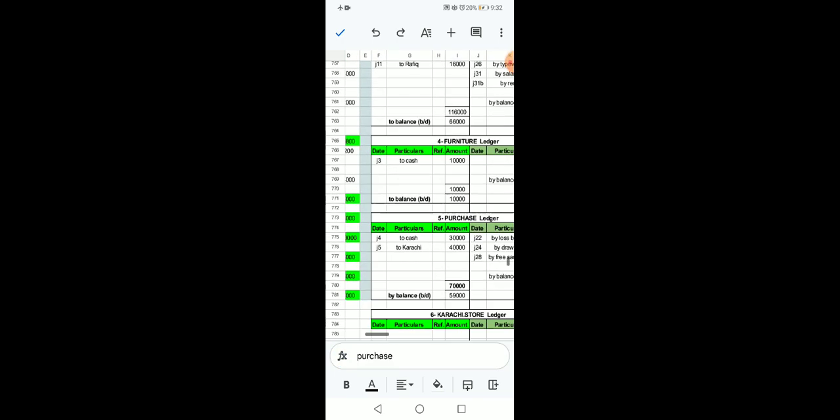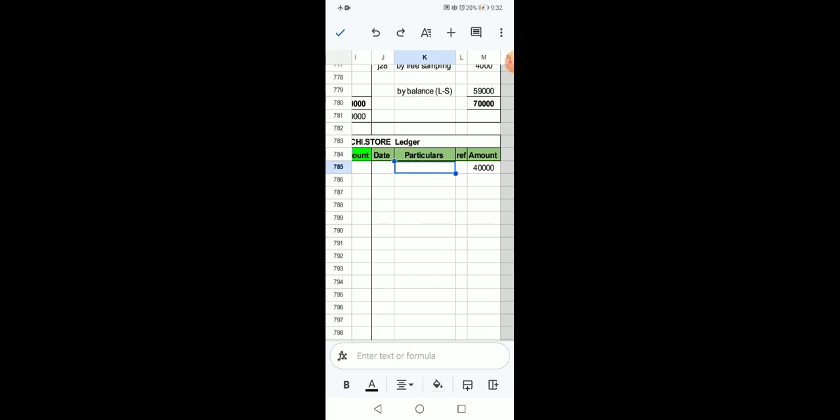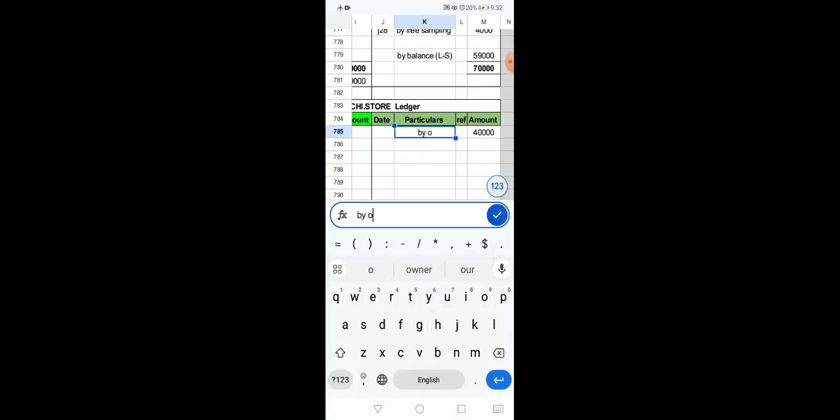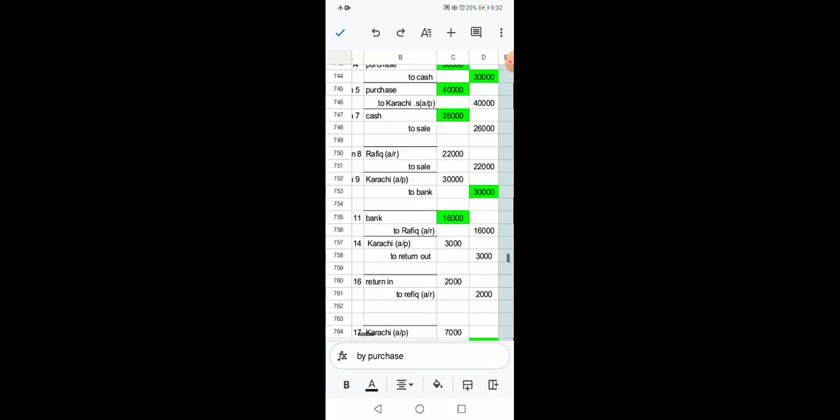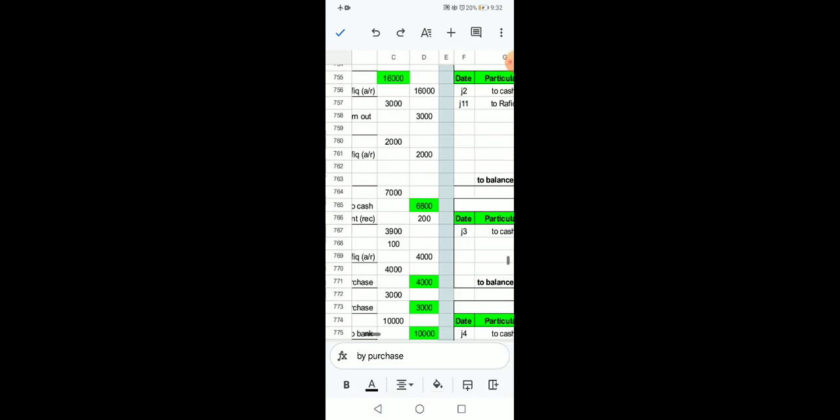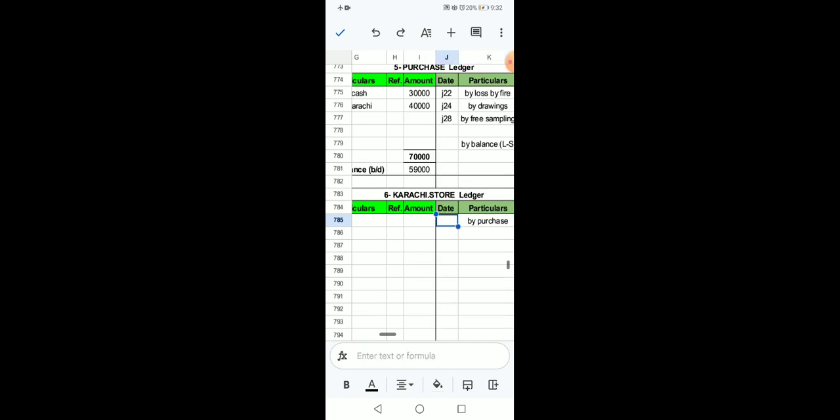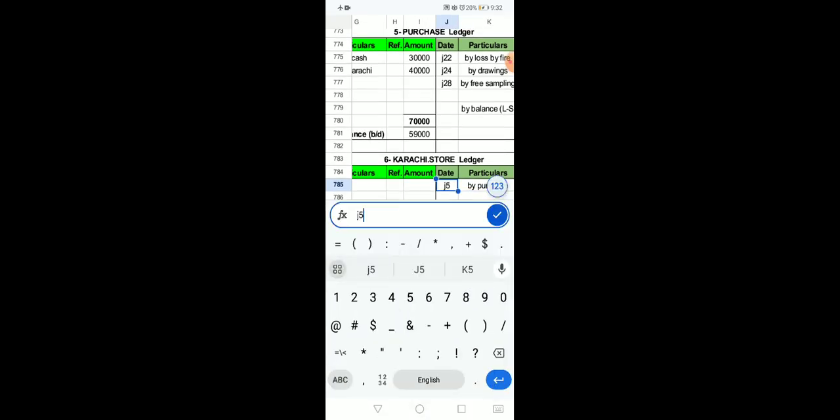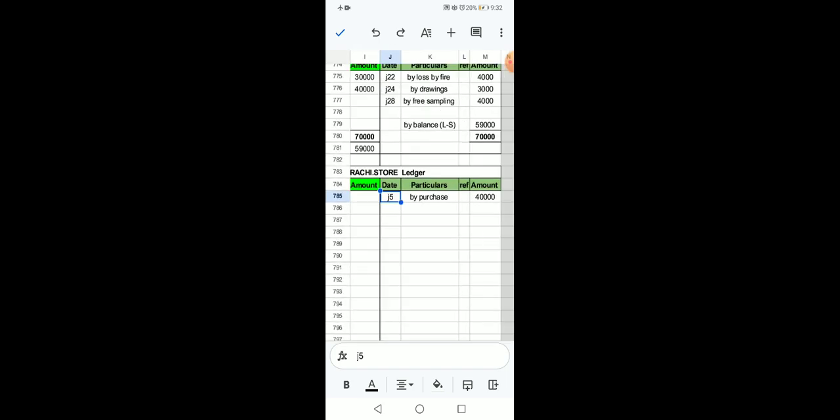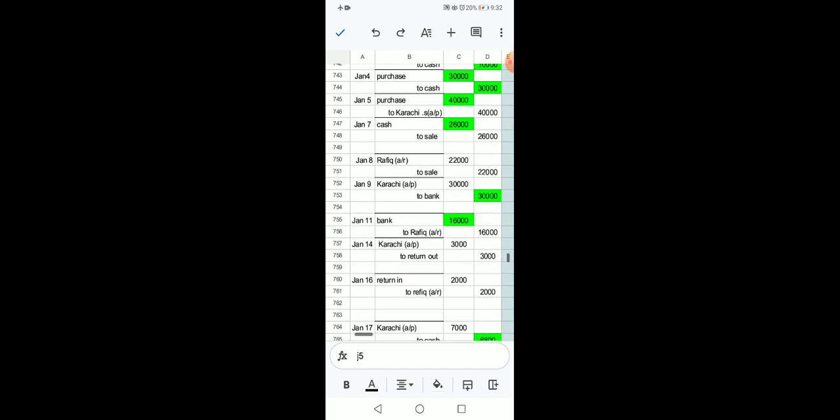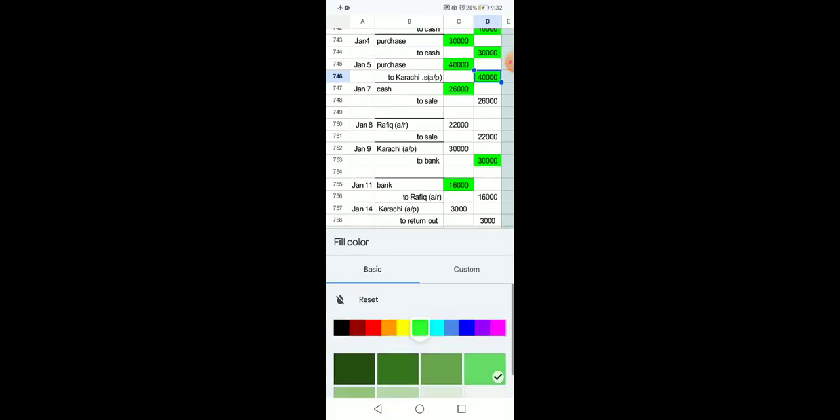Now see what is the reference of this entry. What is written on the opposite side? That is purchase. So put the reference over here as well. By purchase. See 40,000 date. The date is January 5. It is very important to put the dates. January 5th. This way posting of January 5th is completed. Go to January 5. We are posting in Karachi's ledger. This amount has already been posted. Mark it as it has been done.